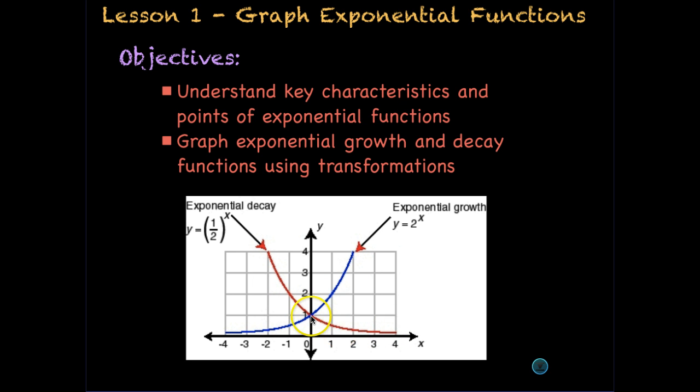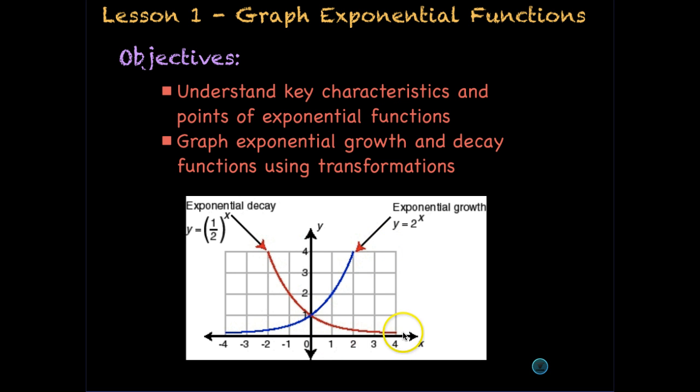Also notice one key characteristic of both these functions. Parent functions will always go through this point 0, 1. So in order to graph a parent function, we always want to plot this point 0, 1, and then we want to plot a point to the left and to the right of that. So we would look at -1 for x and +1.